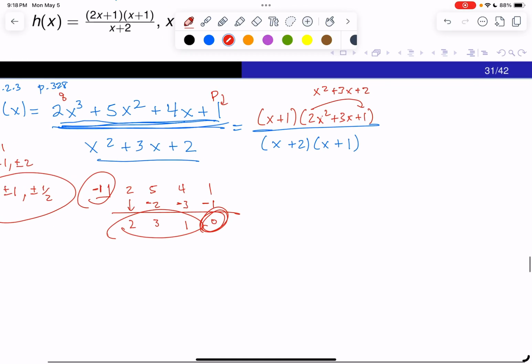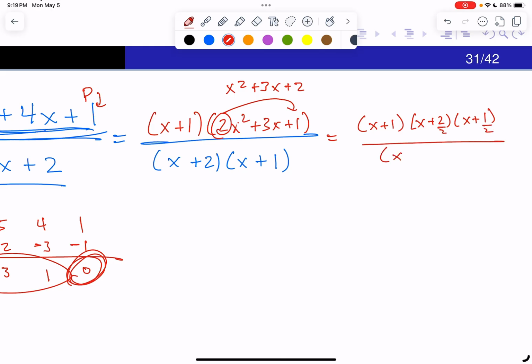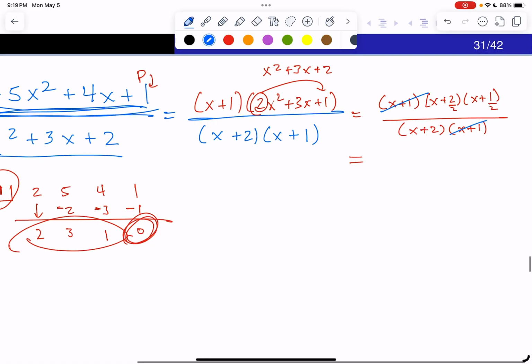And so then that will factor down to x plus 1 times x plus 2 and x plus 1. And then since you slid the 2, you need to divide by the 2, over x plus 2 times x plus 1. So for the factored version of this, now you get one of the x plus 1s to cancel. I'll get to the domain in a second, but you still have an x plus 1 left on top, so that's interesting. We haven't had that happen before.